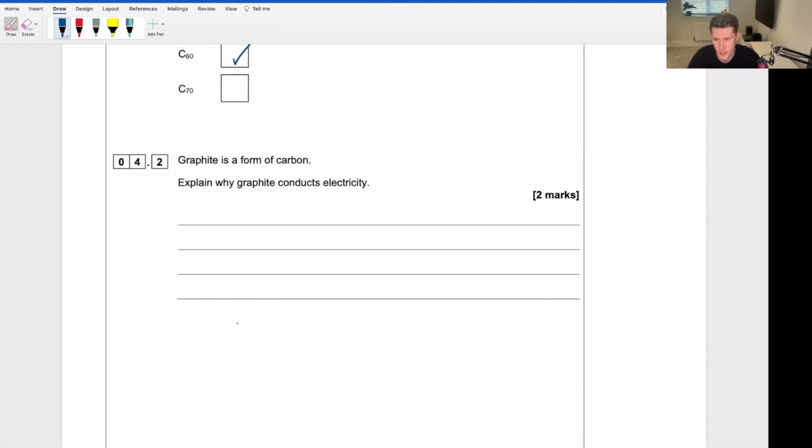Graphite is a form of carbon. Explain why graphite conducts electricity. Okay, if we're talking about metal or graphite, we're talking about delocalized electrons. If you're talking about ionic compounds, then we're talking about ions conducting electricity. So we've got graphite. So the answer is going to be it has delocalized electrons, and those delocalized electrons are free to carry a charge.